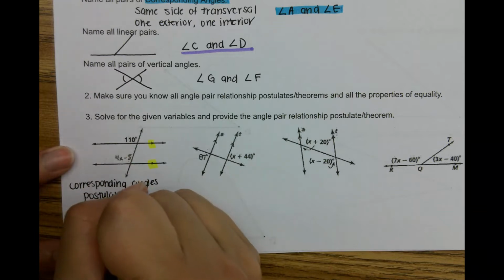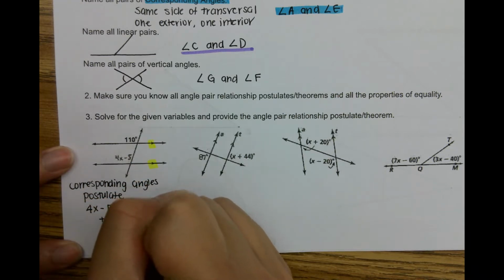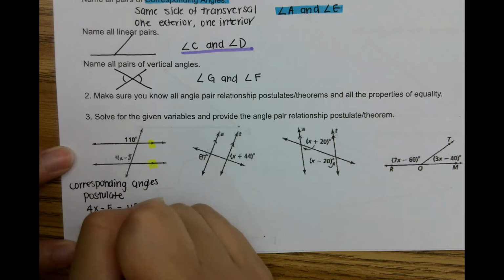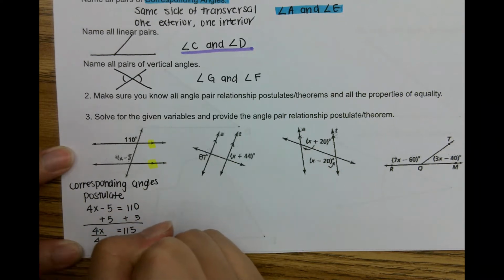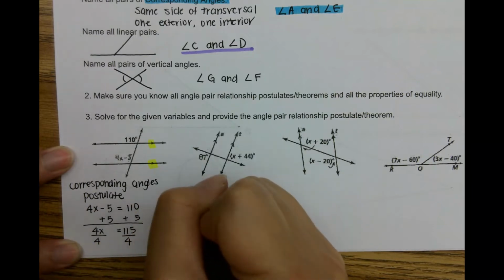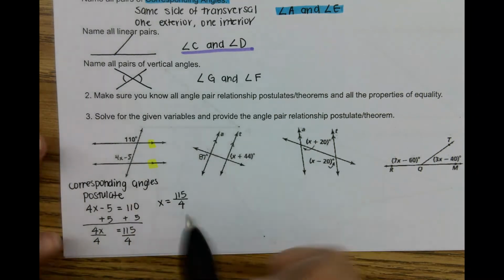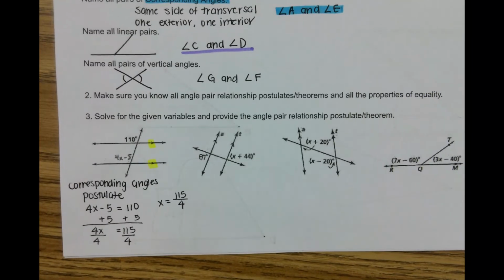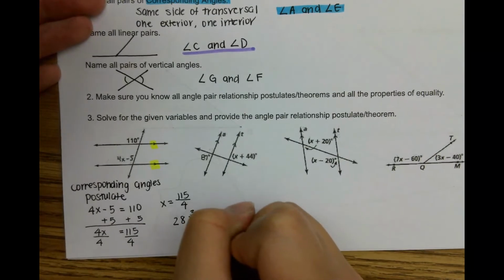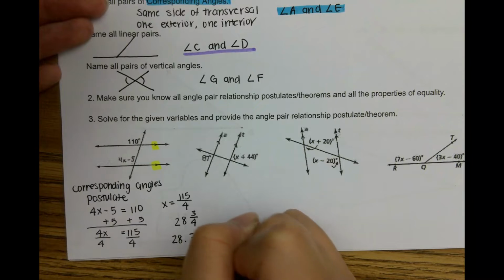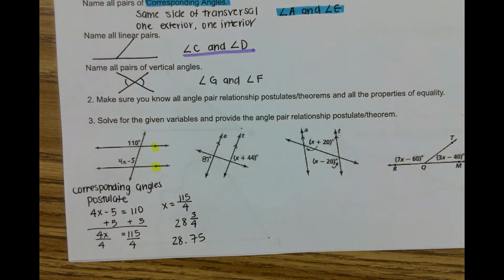I'm going to add 5 to both sides. I get 4x equals 115. Going to divide by 4. And so x equals 115 over 4. If you want, you can change it into a mixed number. I'm okay if you leave it as a simplified fraction, though. So 115 over 4. You can also give me 28 and 3/4, or you can give it to me as a decimal, 28.75. They all say the same thing.